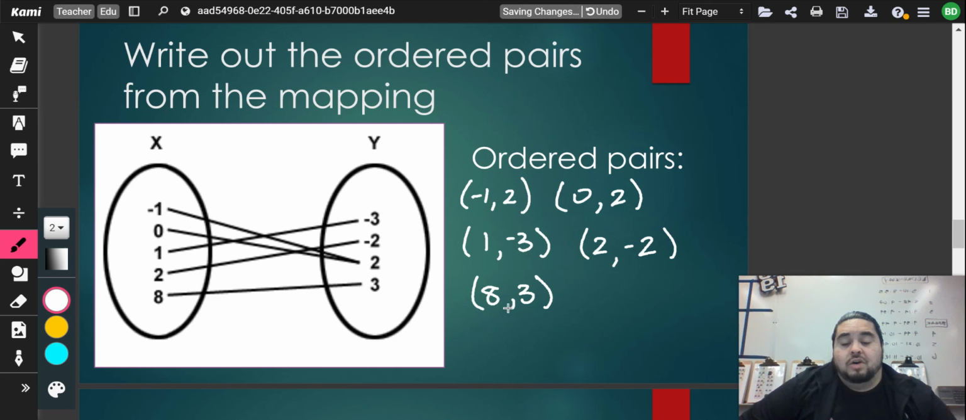Okay. So you can always go back and make sure you have all the ordered pairs by counting the lines you see. So I have 1, 2, 3, 4, 5 lines, and I have 5 ordered pairs, so we know we got all of those down. Okay, pretty easy skill. Now our last skill for today is we're going to look at domain and range from a graph.